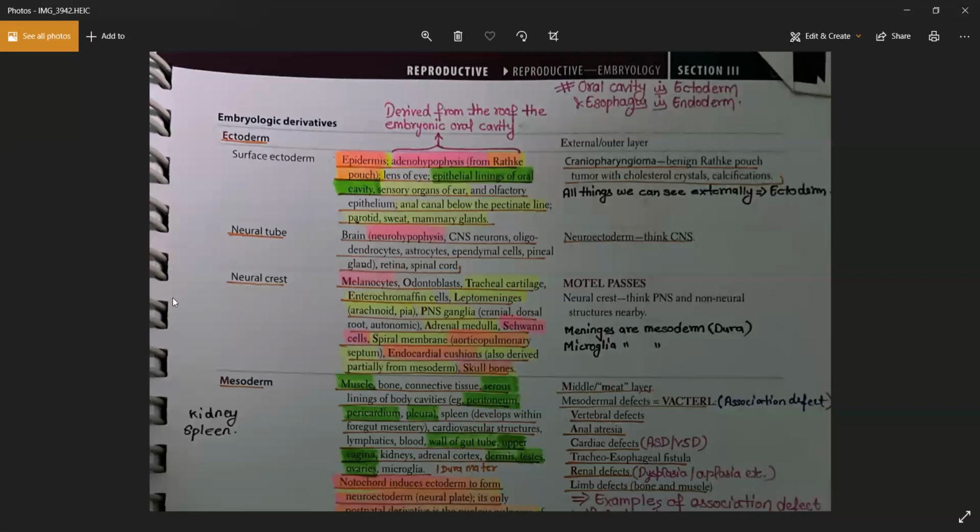For the neural crest, the peripheral nervous system and all the nerves which are lined by the Schwann cells, these are formed by the neural crest, right? The melanocytes, S100, remember? Yes. So melanocytes, odontoblasts forming your teeth, tracheal cartilage, the enterochromaffin cells.